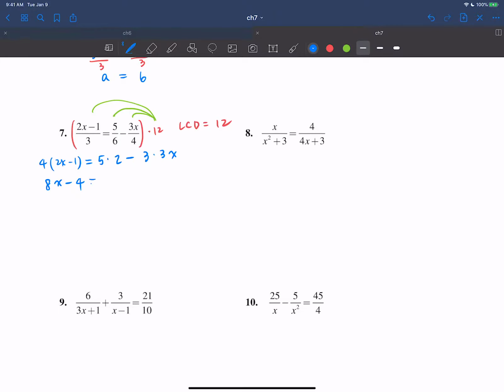4x minus 4 equals 10 minus 9x. Move that negative 9x to the left hand side. I will get 17x. Move the negative 4 to the right hand side. I will get 14. Divide both sides by 17. I have my answer, 14 over 17. Since this is not a rational equation, I don't need to worry about restrictions. And this is probably the correct answer. If you want to be safe, put it back into the original equation and then check the left and right hand side.